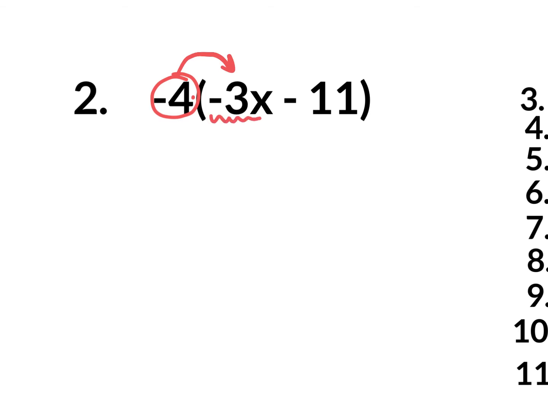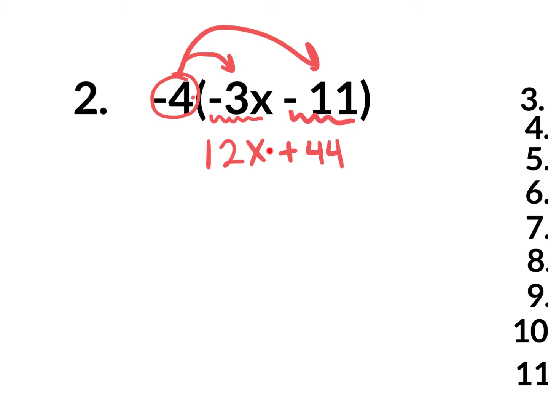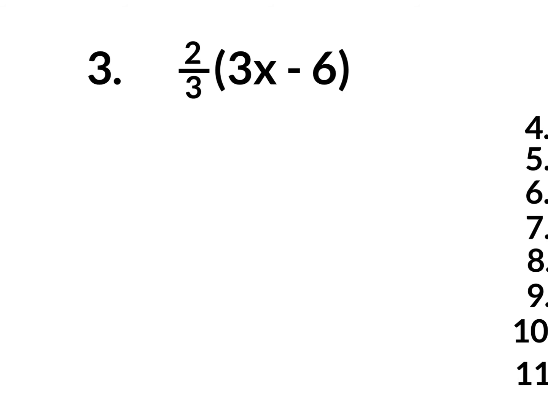Minus 4 times minus 3x, a negative 4 times a negative is a positive 12 with an x. Negative 4 times a negative 11, that's going to be a positive 44. And of course, we cannot combine these. We are done. This is simplified. 12x plus 44. Is it getting more fun? Absolutely. We have 2/3 right here.